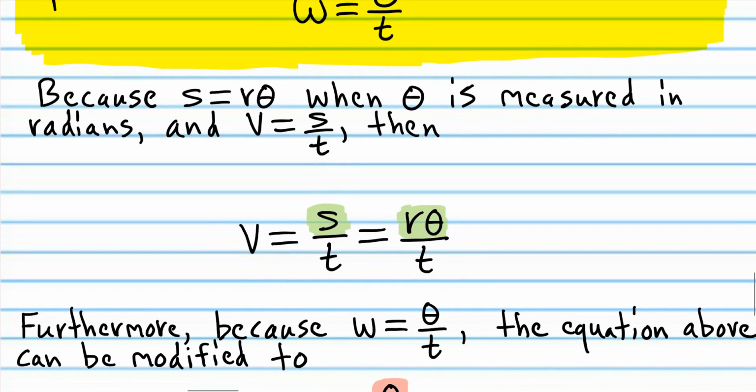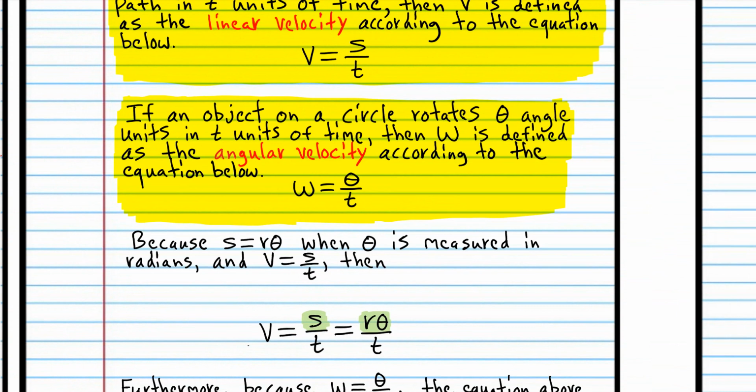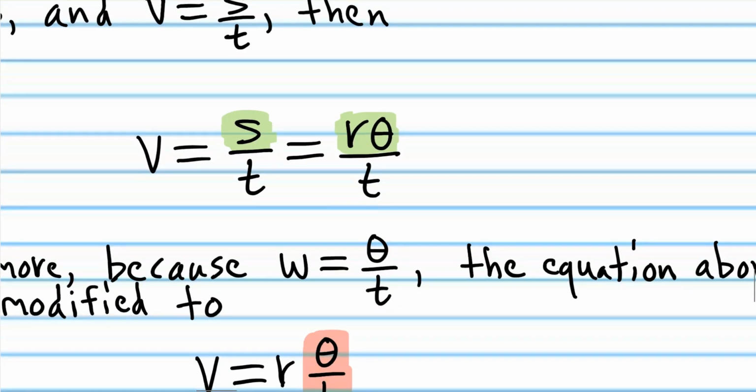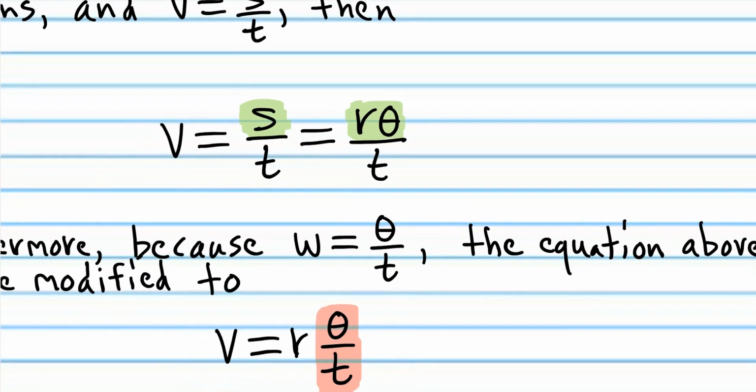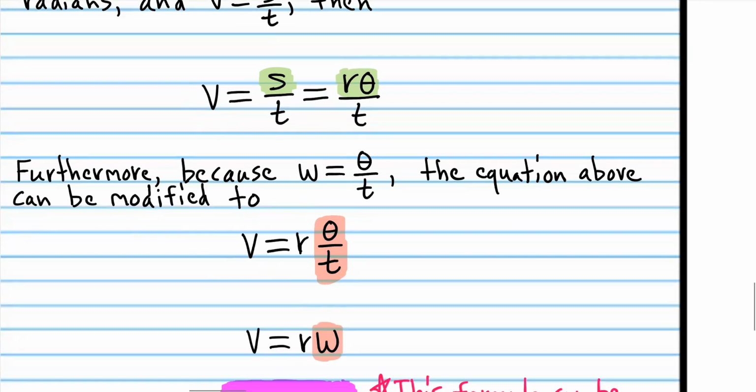So we're going to take this formula here and replace the arc length with r times theta, because we learned that formula at the beginning of the class. Linear velocity is equal to the arc length divided by time, but if we replace the arc length with r theta, then we get this formula here. V is now equal to r times theta over t. All we did was move this r to the side a little bit. You don't have to do that.